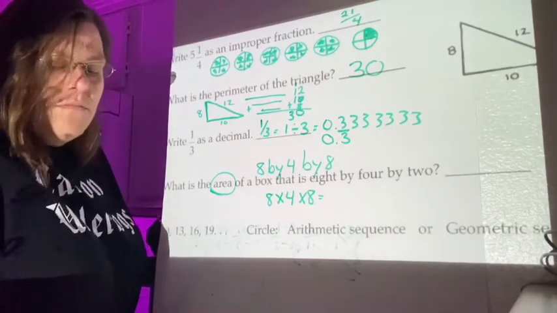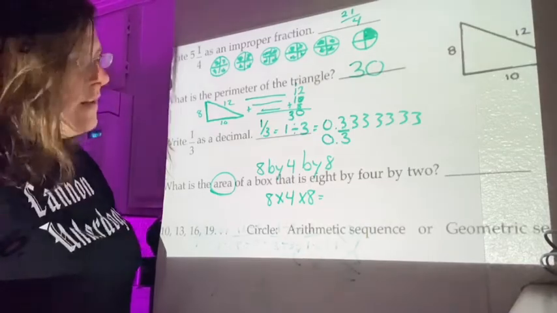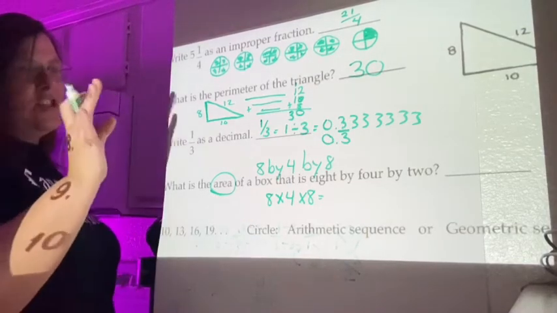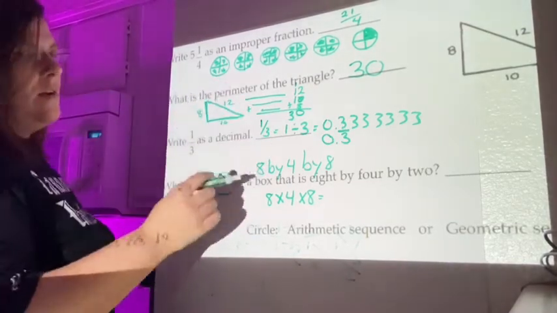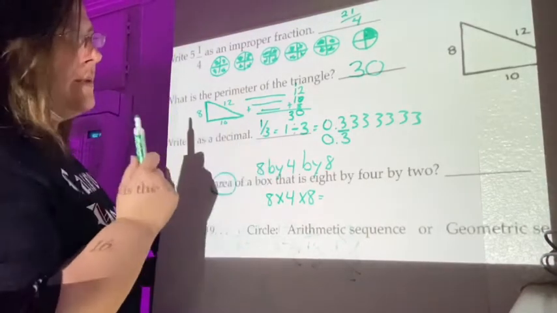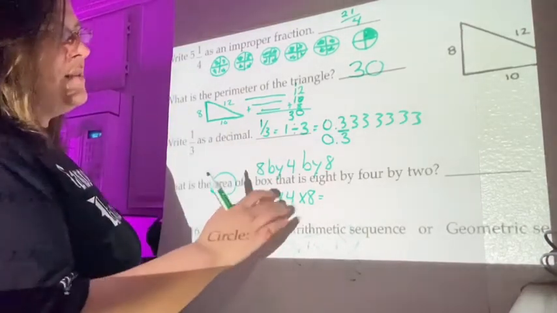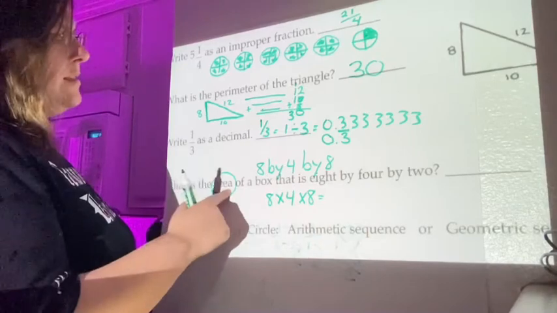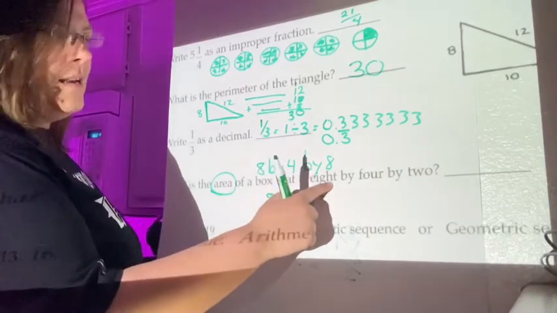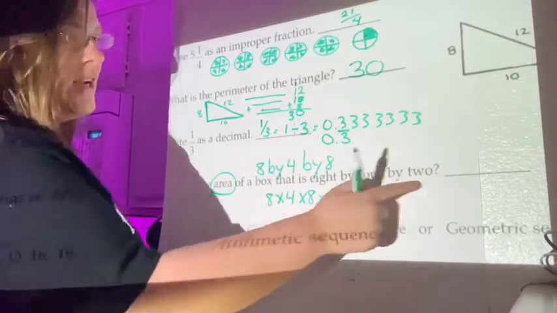I think that's correct. I think it's right. So let me try that one more time just to make sure, because something seems wrong about that. The dimensions seem a little bit off. So let me read it again. What is the area of a box that is 8 by 4 by 2?